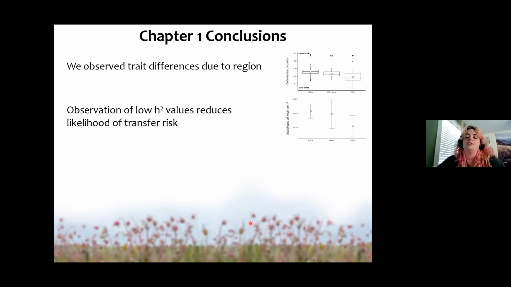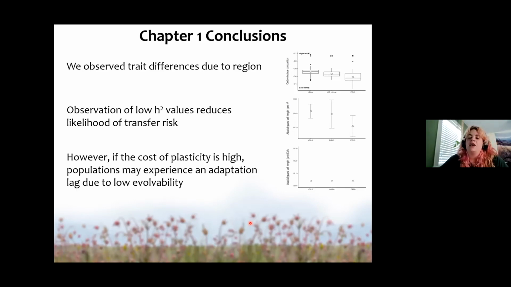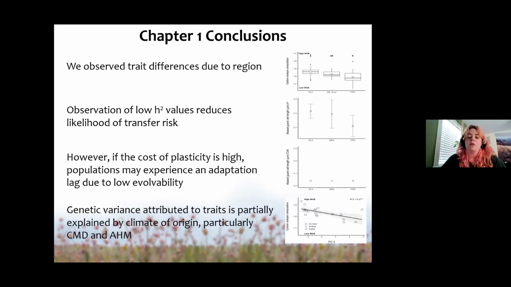And that's an important consideration for restoration, as it can tell us how risky our seed transfer is going to be. And so under climate change, that plasticity may be an important way plants can mitigate shifts in their environment. However, if the cost of such plasticity is too high, these populations may experience an adaptation lag because the expected change in those traits per generation, or their evolvability, was really low. And then lastly, we determined that climate of origin, specifically variables related to water availability on the landscape, contributes to the genetic differences we did find. And so this tells us that selection associated with climate across our ecoregions contributed to the evolution of the differences we saw. And this is an important understanding for the potential movement across those regions, like we talked about in the beginning.